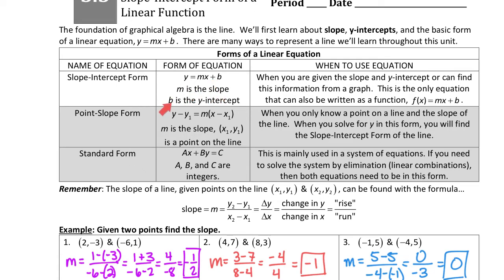The b is the number that's being added on to the x term. So that is the y-intercept. This is where our graph is going to cross the y-axis. So these are the two values I want to focus on in this problem.